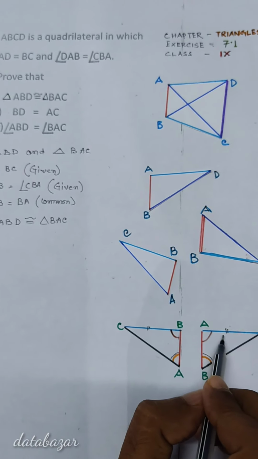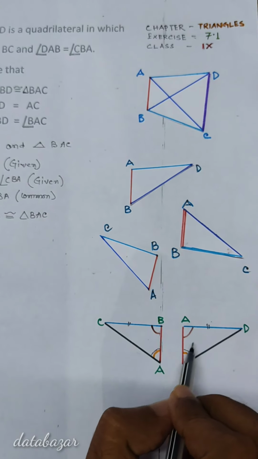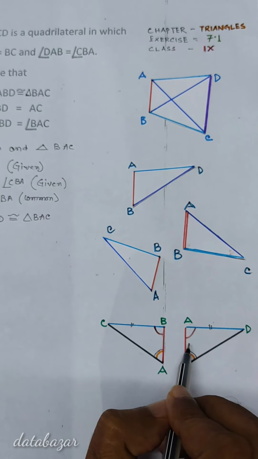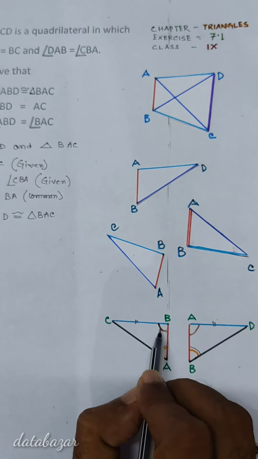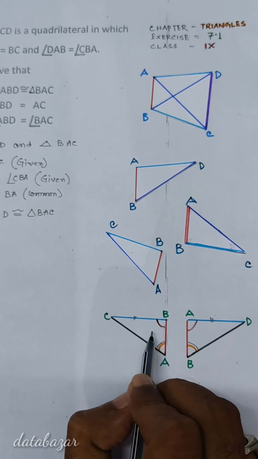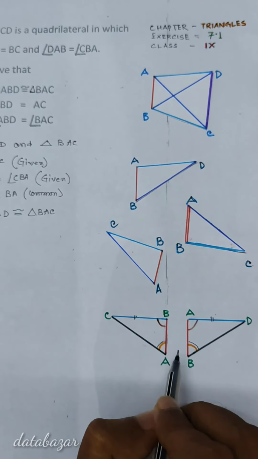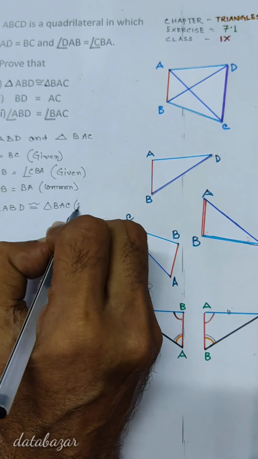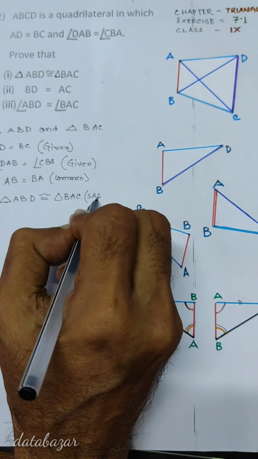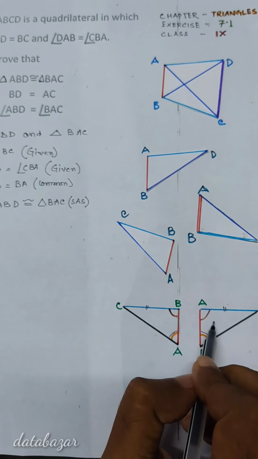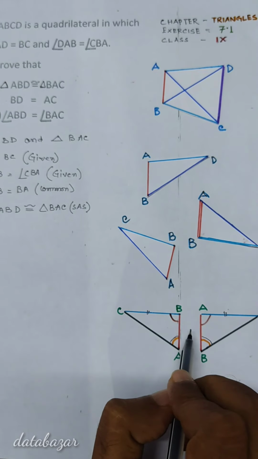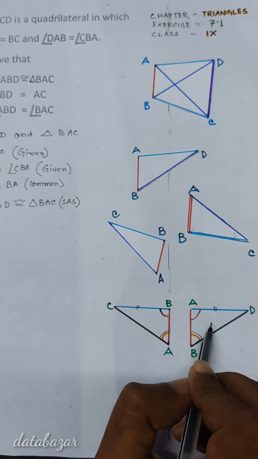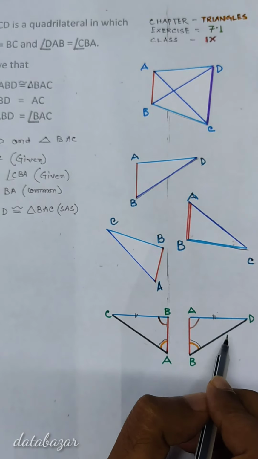because when the two sides and the included angle of one triangle are equal to the two sides and the included angle of the other triangle, the two triangles are congruent. So what is the reason we can give? Side angle side. These two triangles now satisfy the side angle side rule of congruency. So the first part of the problem is over.